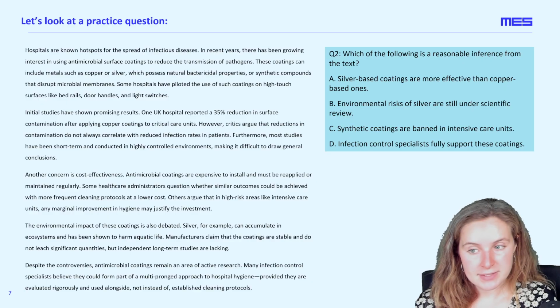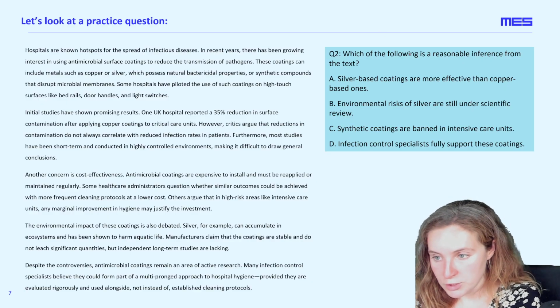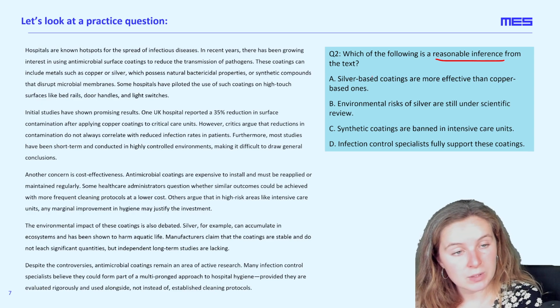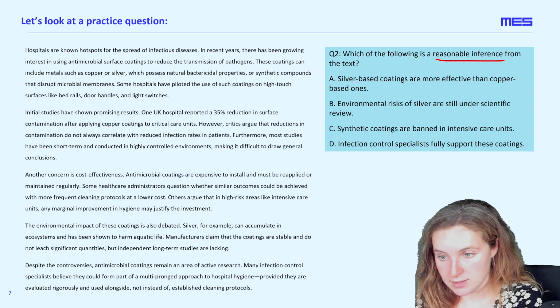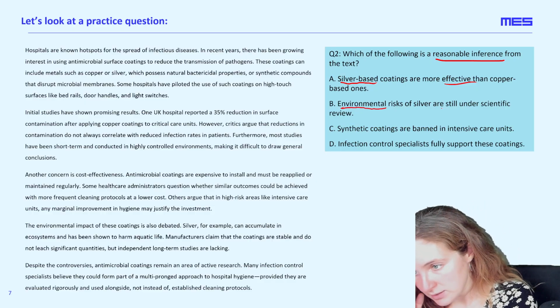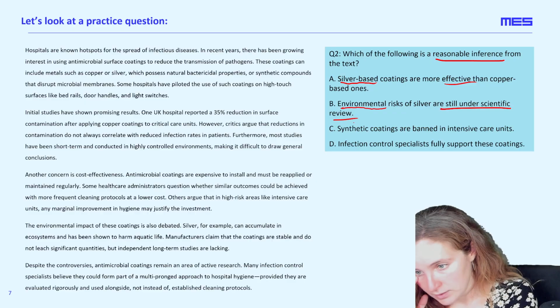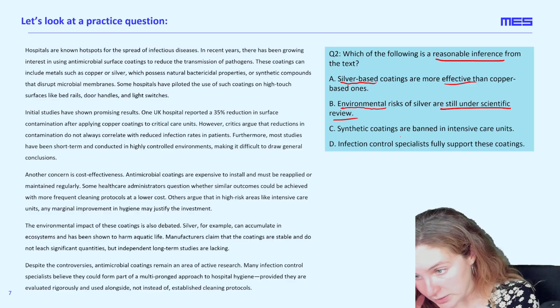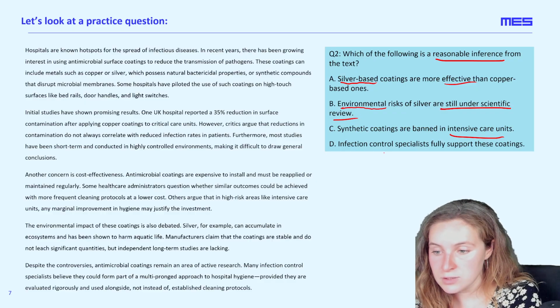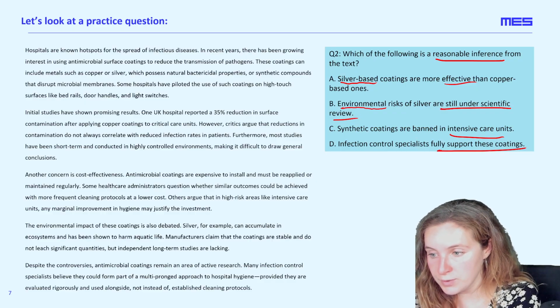Next question, same passage. Question 2, which of the following is a reasonable inference from the text? Okay, so we're looking for something we can conclude based on the information from the text. Okay, silver-based coatings are more effective. Environmental risks of silver, we know where that environmental section is, are still under scientific review. Synthetic coatings are banned in intensive care units. And infection control specialists fully support these coatings.